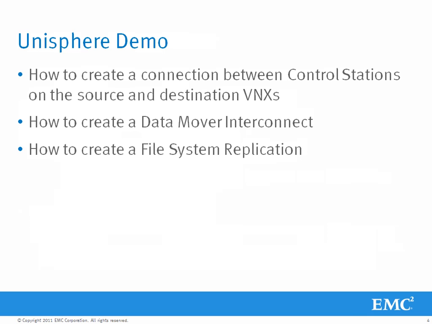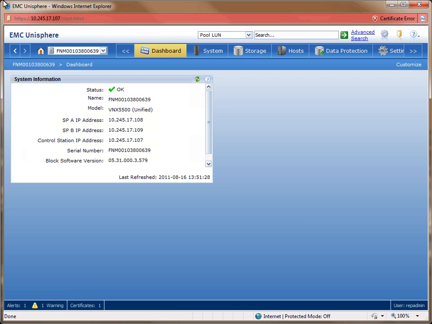Next, I will demonstrate on Unisphere how to do the following: how to create a connection between the control stations on the source and destination VNXs, how to create the data mover interconnect, and how to create the file system replication session. In this demo, we'll create a remote file system replication session. Here we are on the home page of the source VNX system.